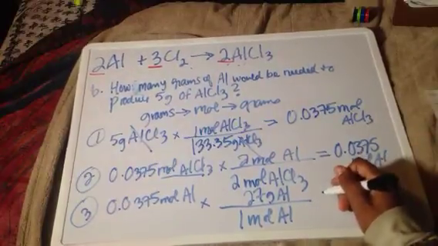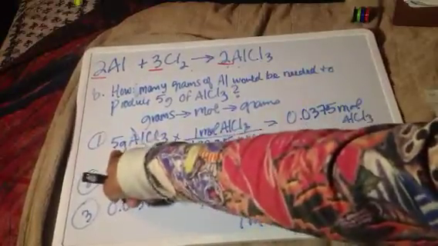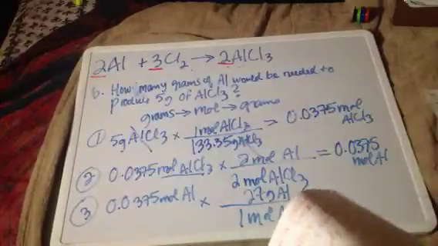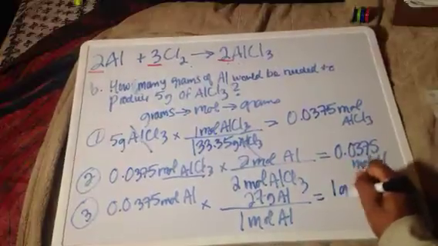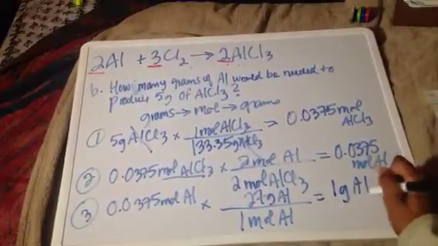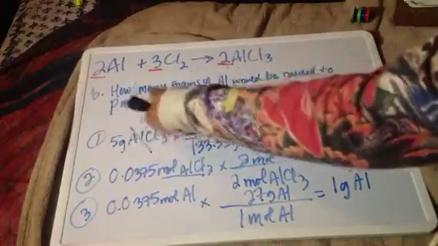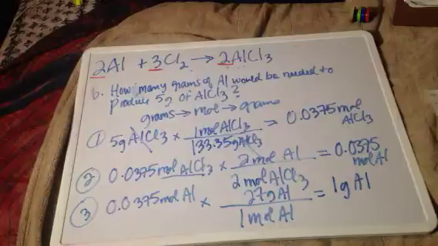And we get, I'm going to round it to 1, since we started out with 1 significant figure. We started out with 5 grams, that's 1 significant figure. So I'm going to round to 1 significant figure, so we have 1 gram of aluminum needed to produce 5 grams of aluminum chloride. There we have it.